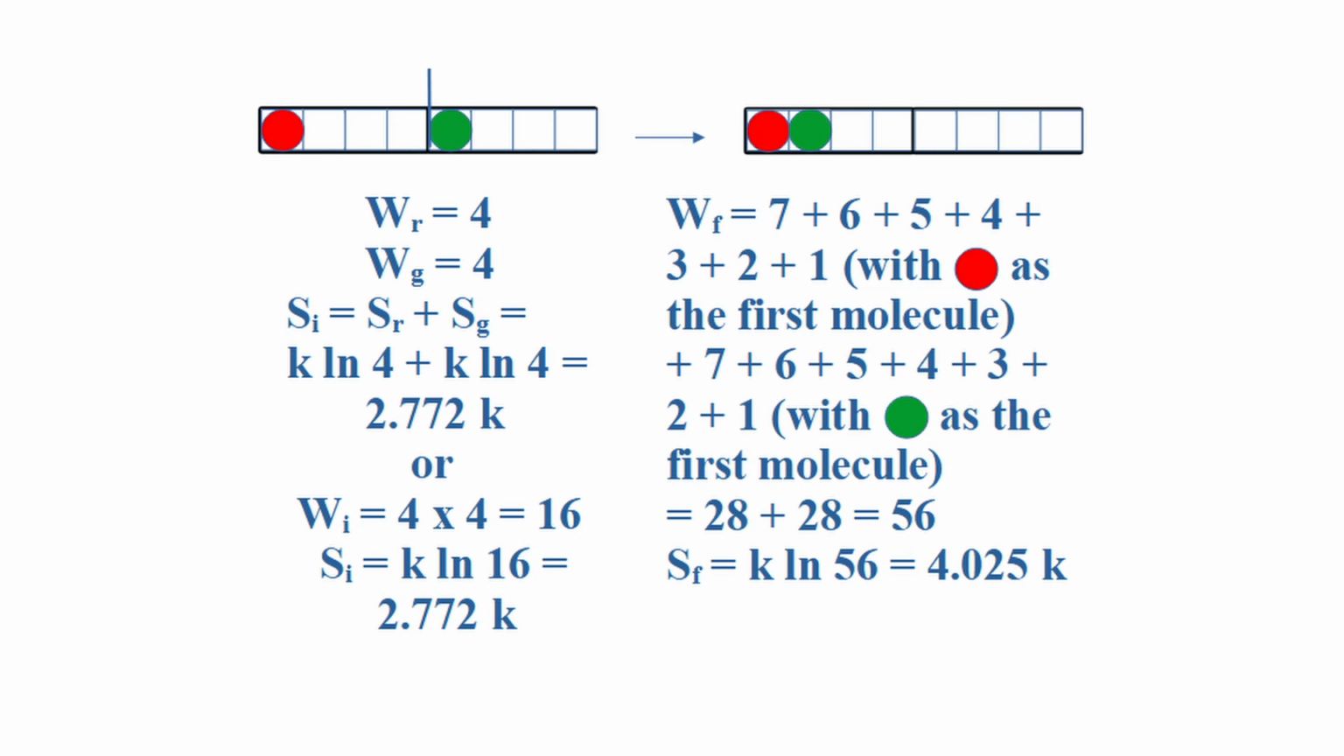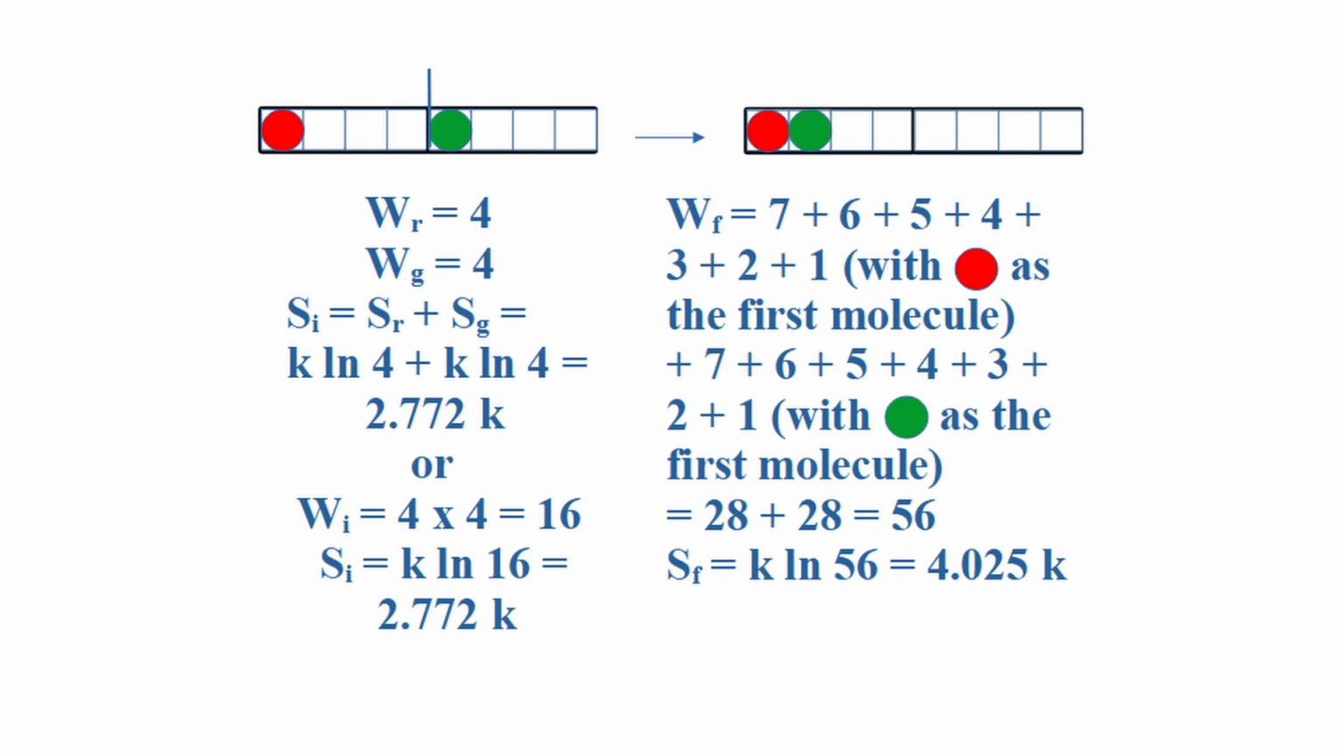Now, the two gases mix together when the partition is removed and the two molecules occupy a total of 8 cells. If we consider red to be the first molecule, then the number of possible microstates with green being the second equals 7 plus 6 plus 5 plus 4 plus 3 plus 2 plus 1, equal to 7 times 8 over 2, equal to 28.